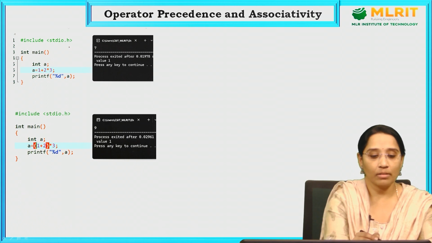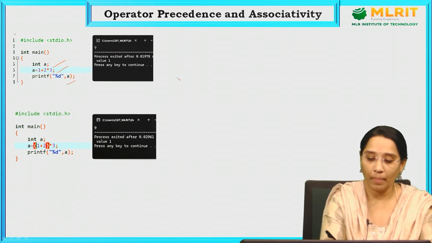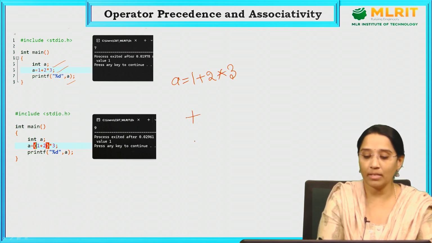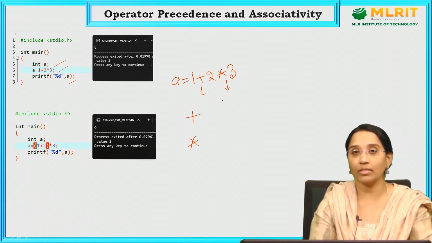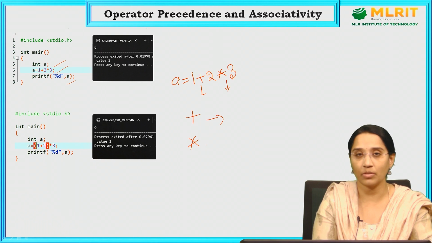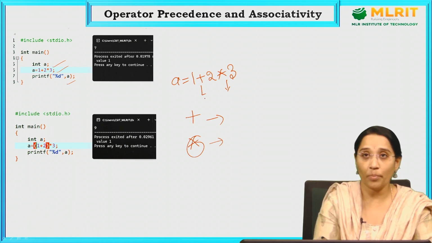Here one program was taken: int a = 1 + 2 * 3, printf("%d", a). Here we have two operators, one is plus and the other one is multiplication. So which operator has the highest precedence? Precedence is nothing but the priority. Is plus having the highest precedence or multiplication? Obviously multiplication has the highest precedence. So this operator will be evaluated first.